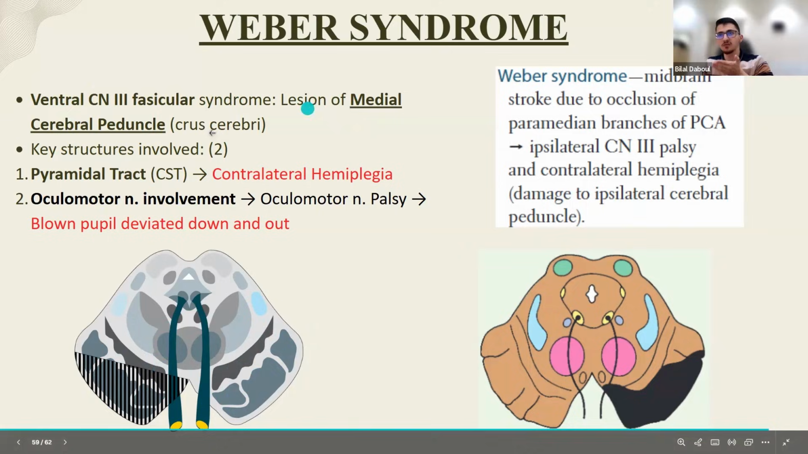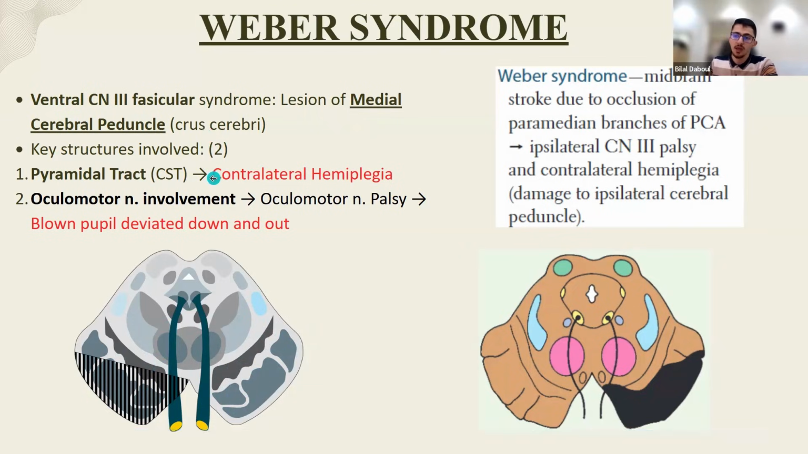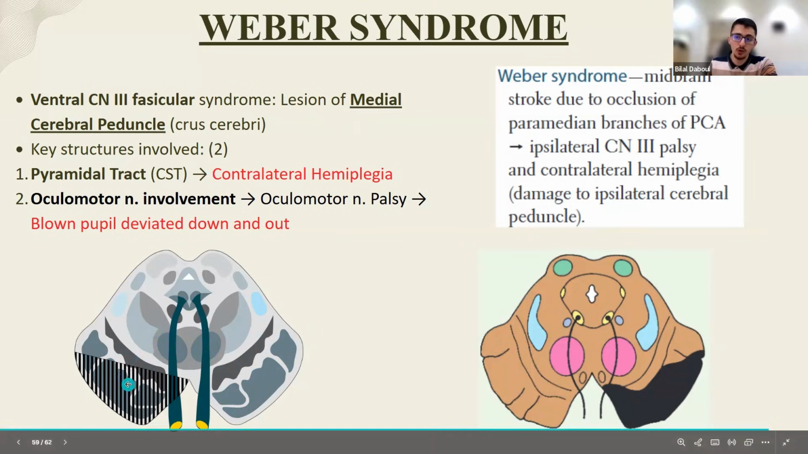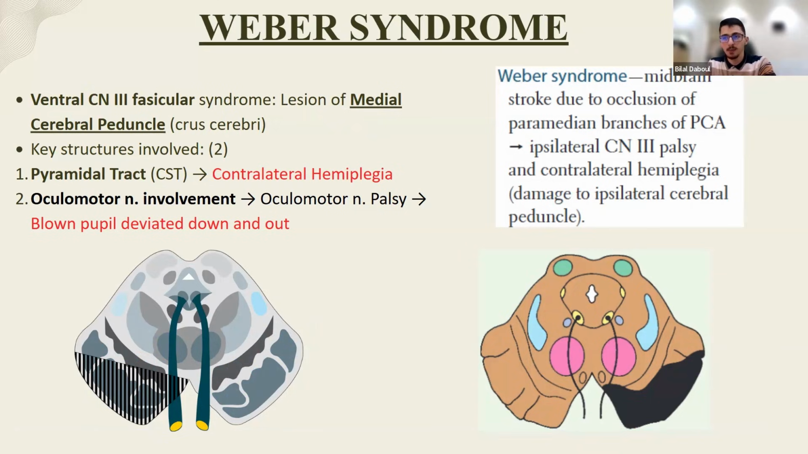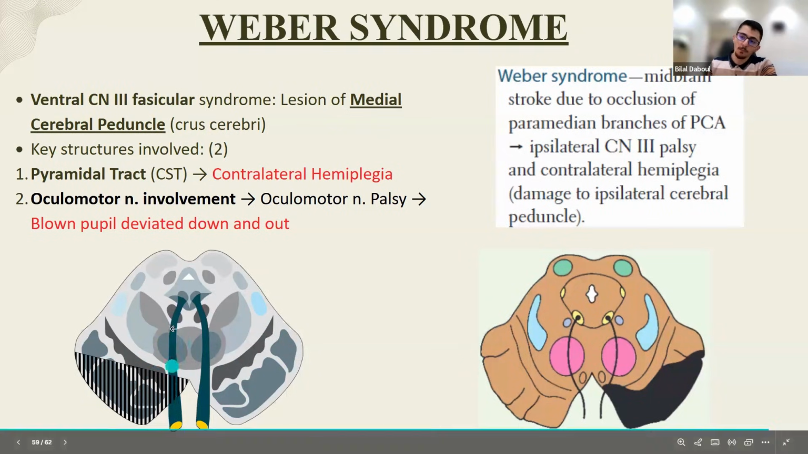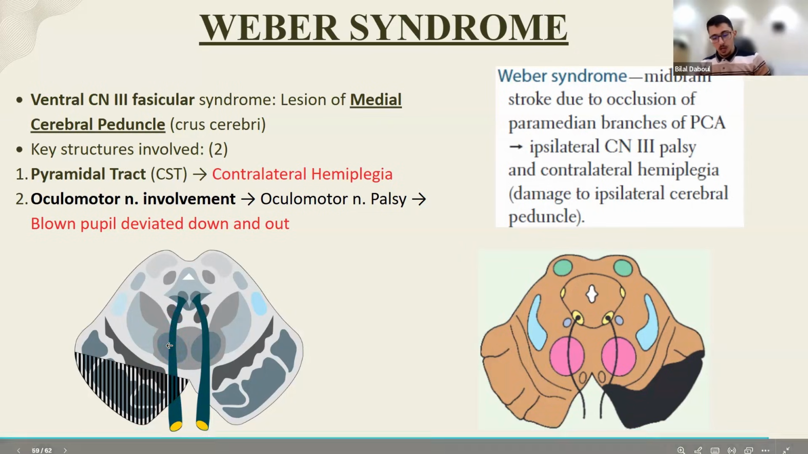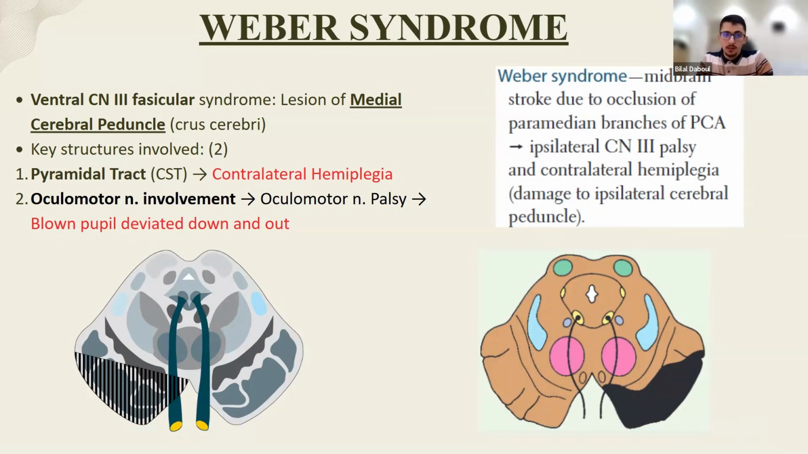So remember, a lesion of the medial cerebral peduncle or the crus cerebri will damage two structures. You have the pyramidal tract or the corticospinal tract. You would have contralateral spastic hemiplegia or hemiparesis, and the fascicle of the oculomotor nerve is also involved. So you'd end up with ipsilateral oculomotor palsy. I'll ask the student who's attending this and revising.